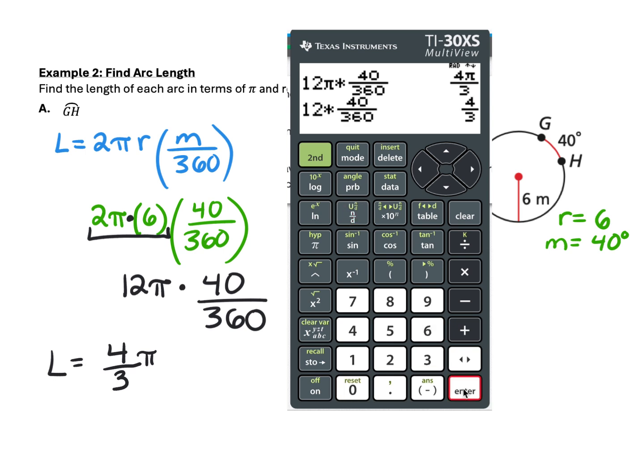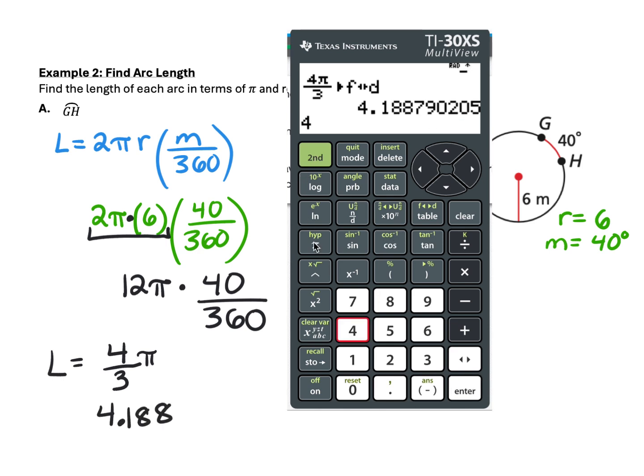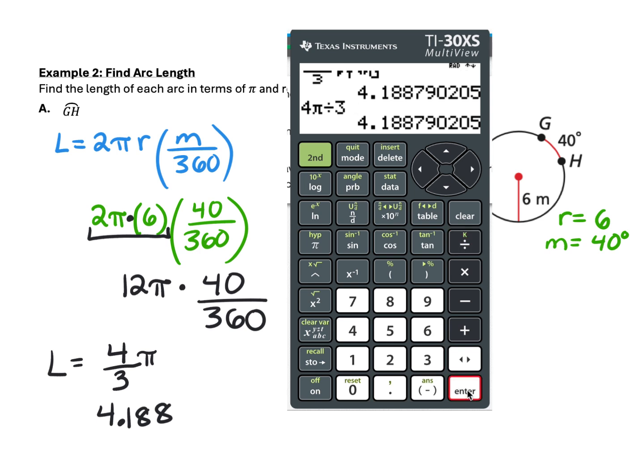And then there's our exact value. And now to get the pi, we can do this times pi, which again will give me that. So if I want to get the decimal, I could type 4 pi divide by 3, or you can go second table, and that switches a fraction to a decimal. So there we go, 4.188. You could also, again, just type it in, so 4 pi divide button 3, and by using the divide button, it will give you a decimal value.